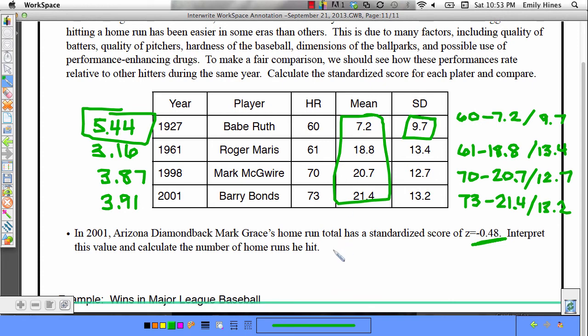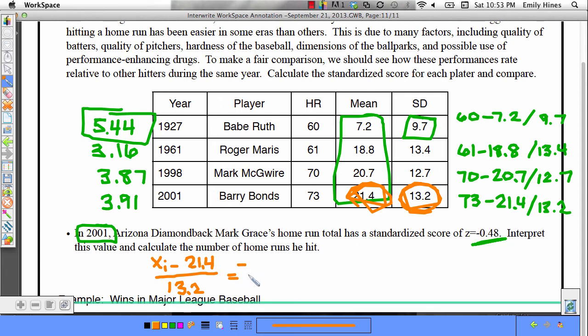Well, I know my formula, and I know it's from 2001, so we have a mean and a standard deviation. So some value, which is the number of home runs he hit, minus the mean, divided by the standard deviation, is going to give us our z-score. We know our z-score is negative 0.48. So then I just have to solve for x.